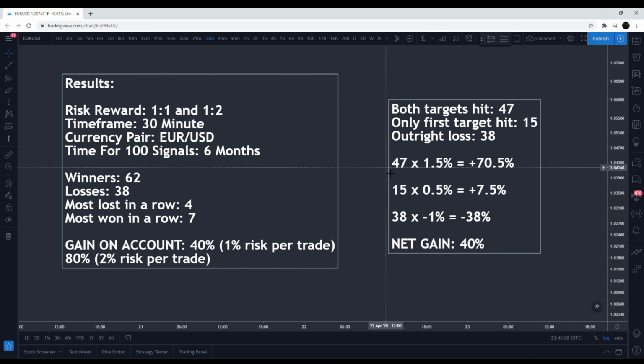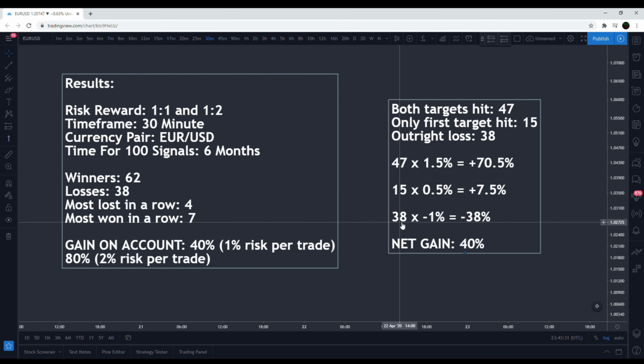Each time both targets are hit, 47 times, you gain 1.5% on the account, meaning 47 times 1.5% on your account, you're gaining 70.5%. The 15 where only the first target is hit and then you get stopped out for the rest of your position, you only gain 0.5% each time this happens. So that's only plus 7.5%.